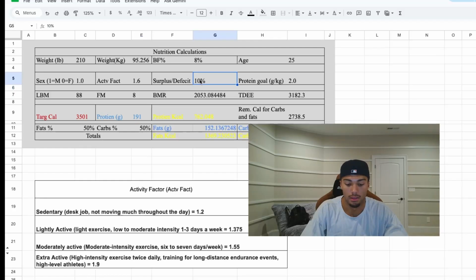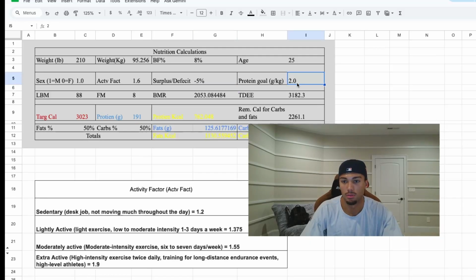So this is the surplus and deficit. Keep this in the percentage level. So if you want to be in a caloric surplus over your TDEE, then you put the surplus that you want to be in there. If you want to be in a deficit, so if you're trying to cut weight, if you're trying to lose body fat percentage, put that there. Let's say I'm at a 5% surplus, okay?